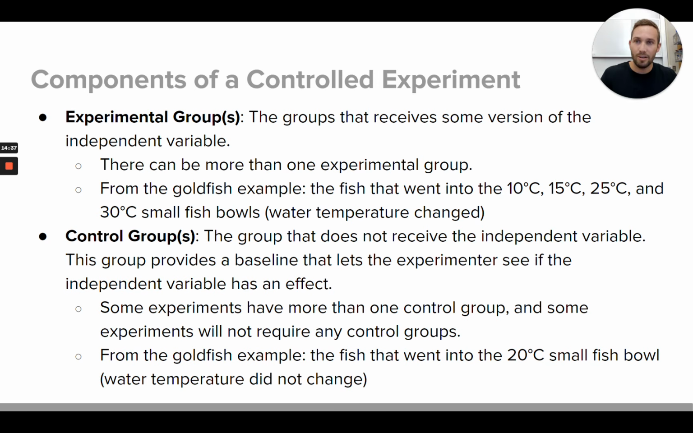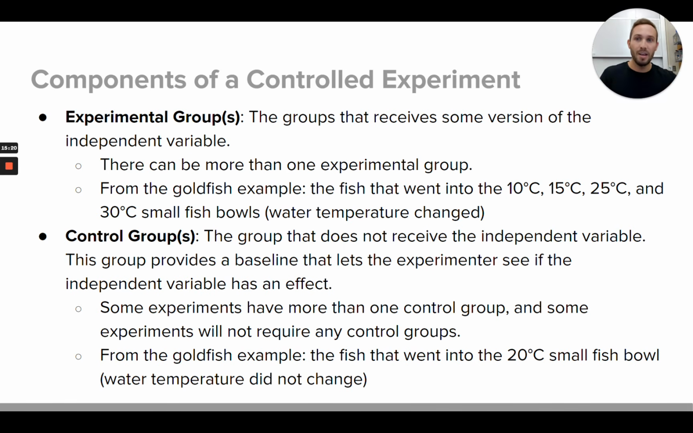And then the last 2 things on here are experimental groups and control groups. An experimental group, that's a group that you've set up that received some version or manipulation of the independent variable, which sounds weird, but it's actually super easy to think about. There can be one or more experimental groups. In mine, I actually had a few experimental groups. Any group that received the independent variable, which in this case was the temperature of the water changing, any group that had a change in water temperature, that's an experimental group. That's a group that I'm physically manipulating the independent variable, the water temperature. I'm changing it on purpose, colder, warmer.